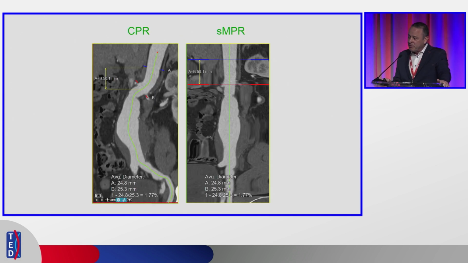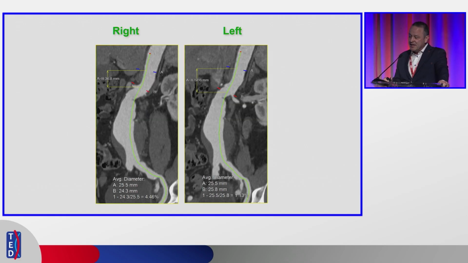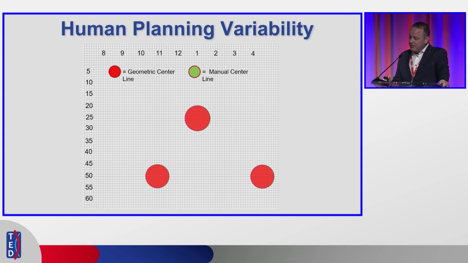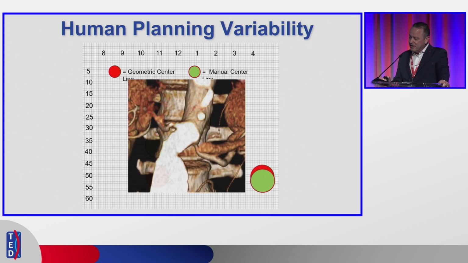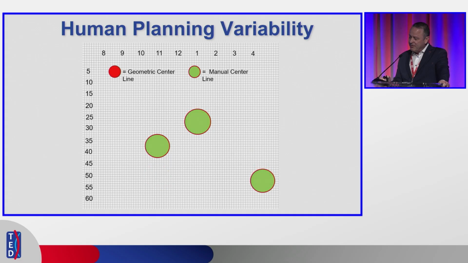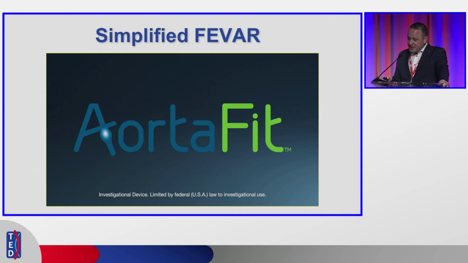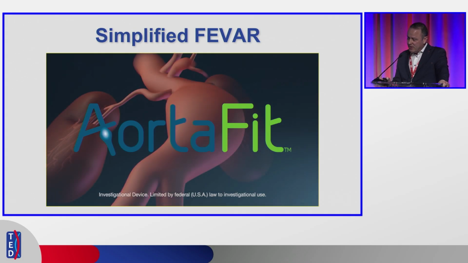These are the curved planar reformats, which, using the geometric center line, would place those renal arteries at exactly the same place. Not so. You can see that there's 2 centimeters of difference between these two. This is the graft that we created, and if you look at where that graft eventually wound up, it was a perfectly planned case with 12 minutes of fluoro time. For the sake of time, I'm not going to show this video all the way through.